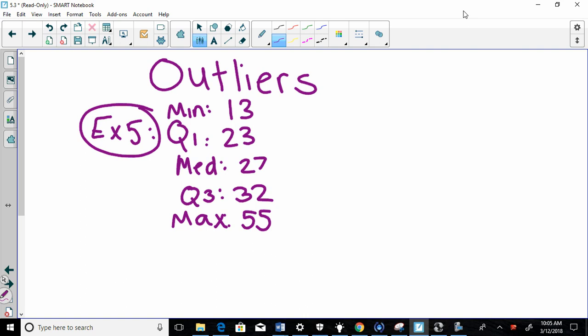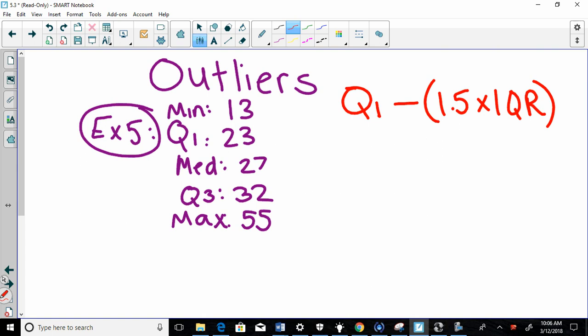And so the formula that we use looks like this. And so to find the small outliers, like if they're really, really small, they would have to be smaller than this. So Q1 minus 1.5 times your IQR.